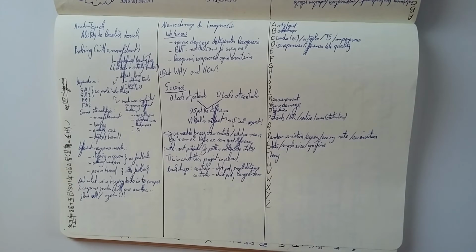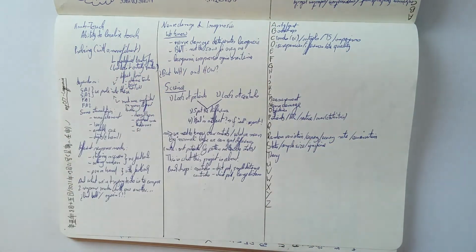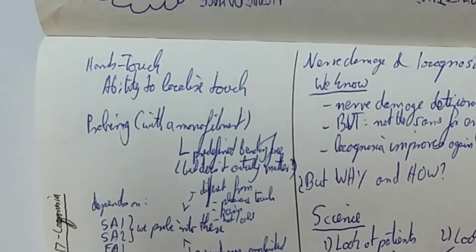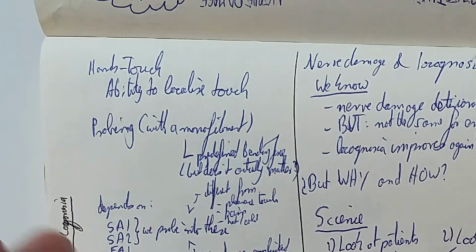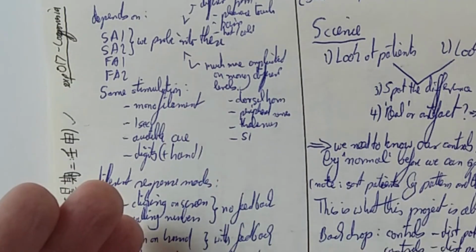Here's an example which I did just the other day. It is in preparation for a kickoff meeting with our final year undergraduate students who are going to look at localizing touch in the hand. My first thoughts were all related to the task. How do we probe the hand? What receptors are there in the hand? What type of responses do we have?